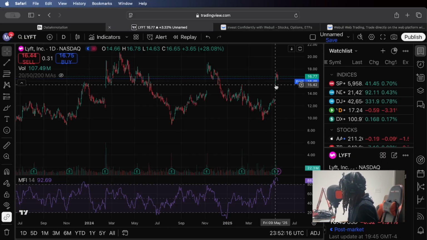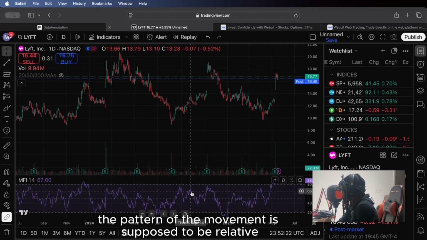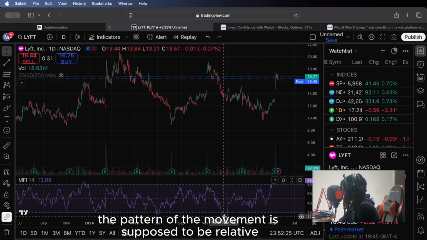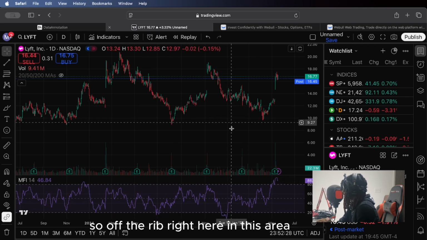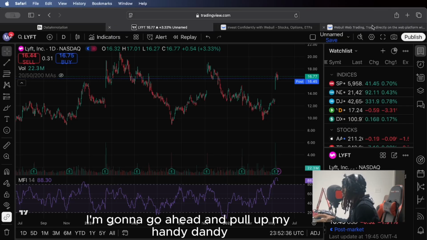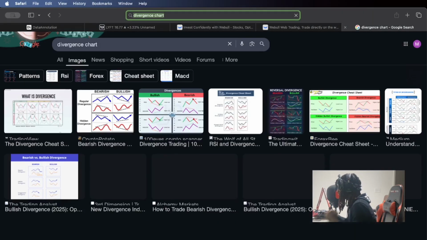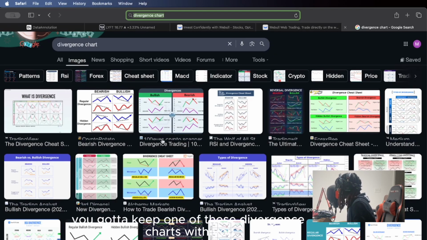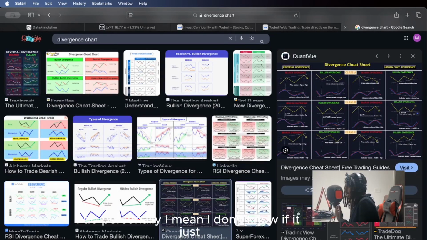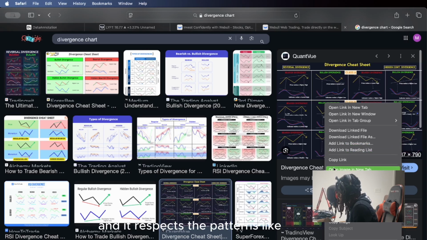With these divergence indicators, the pattern of the movement is supposed to be relative to the pattern of the stock movement. Right in this area, there's crazy divergence going on, and it's been a lot of volatile movement. I'm going to pull up my handy dandy divergence chart. You've got to keep one of these divergence charts with you. I do personally. It's one of my favorite things to use because almost all the time it respects the patterns.